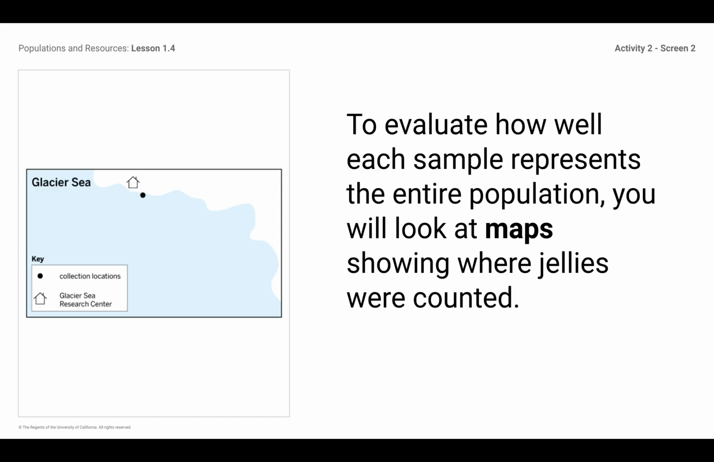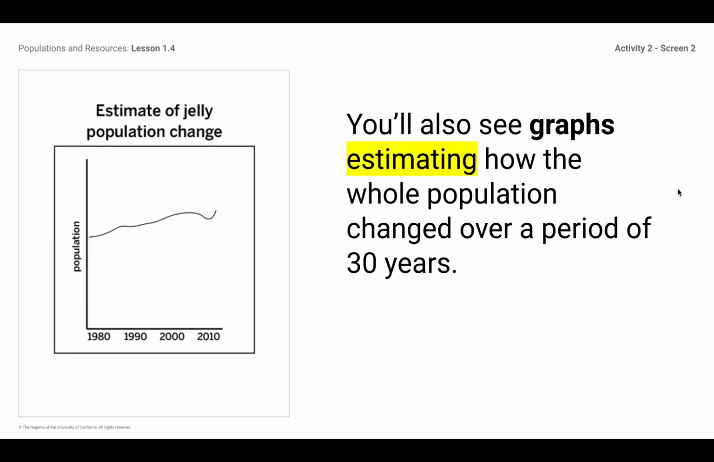To evaluate how well each sample represents the entire population, you need to look at the map showing where jellies are counted. You're also going to see graphs estimating how the whole population changed over a period of 30 years. I highlighted the word estimating because it's impossible to count every single one. If we have enough samples to represent the whole, that's the best evidence that we could have.